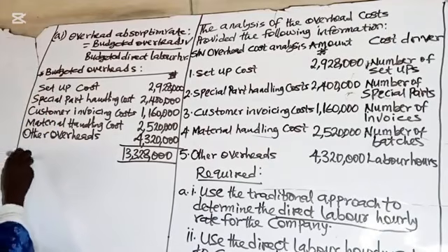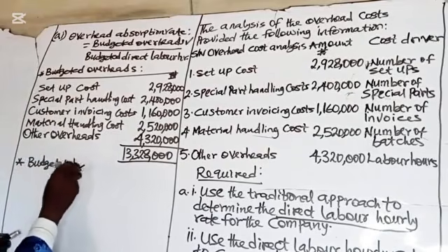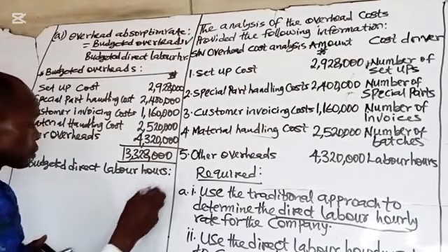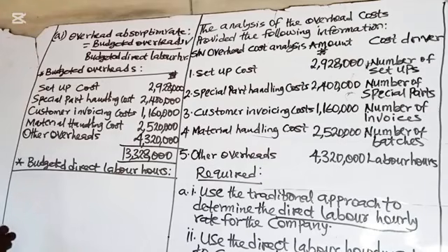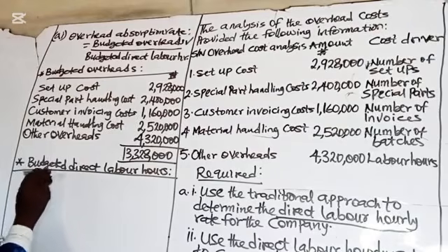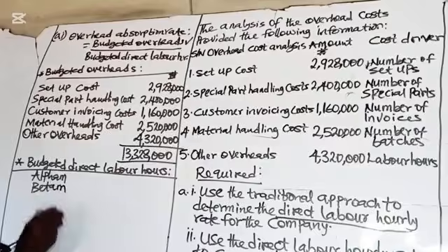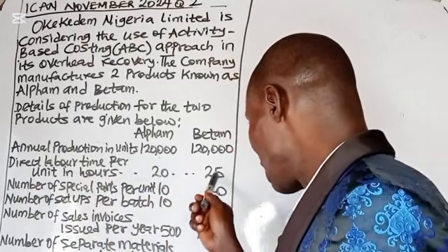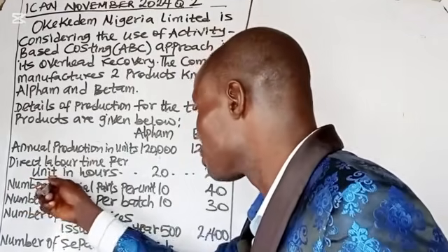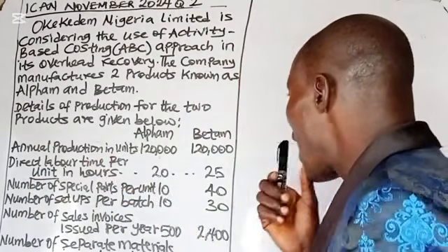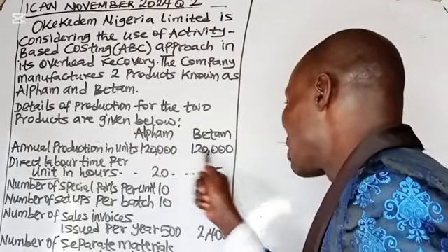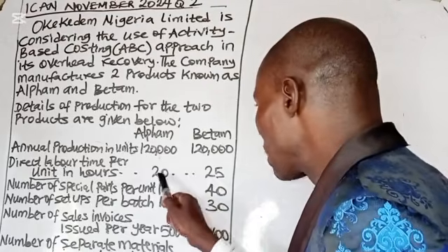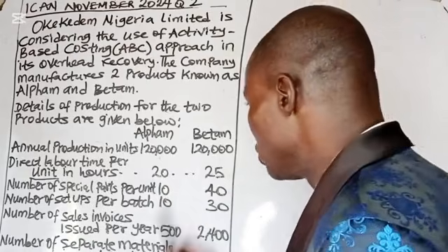Then we need the budgeted direct labor hours. Remember, we have two products, AFAM and BETAM. You are given direct labor time per unit in hours. For AFAM, we have 20 hours. For BETAM it is 25 hours. It is given per unit, so you will need to multiply it with annual production. Annual production for each of the products, AFAM and BETAM, is 120,000. So we have 20 times 120,000, 25 times 120,000.